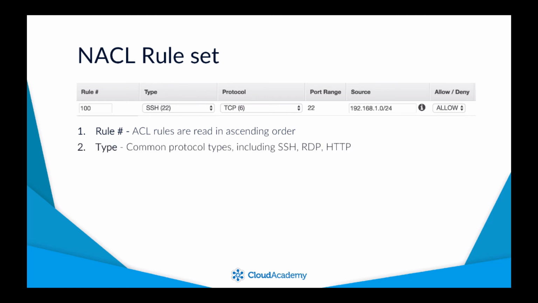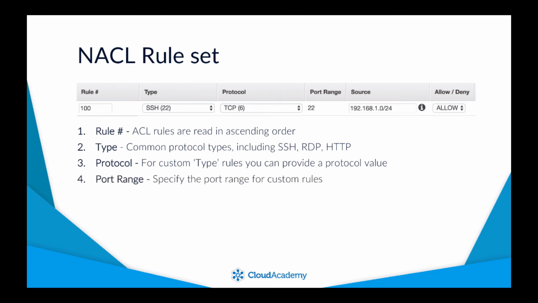Type. This drop-down list allows you to select from a list of common protocol types, including SSH, RDP, HTTP and POP3. You can alternatively specify custom protocols, such as varieties of ICMP. Protocol. Based on your choice for type, the protocol option might be greyed out. For custom rules like TCP and UDP, however, you should provide a value.